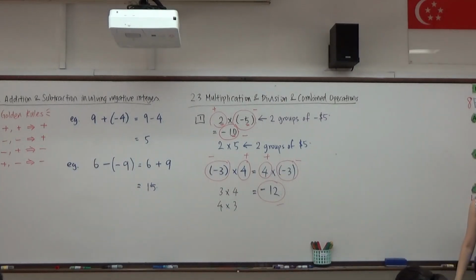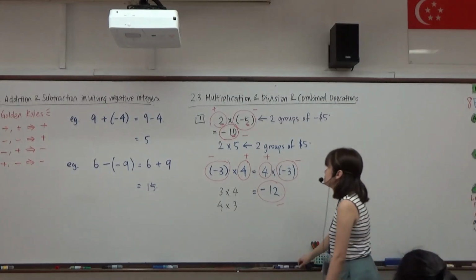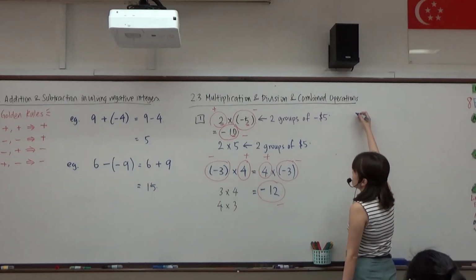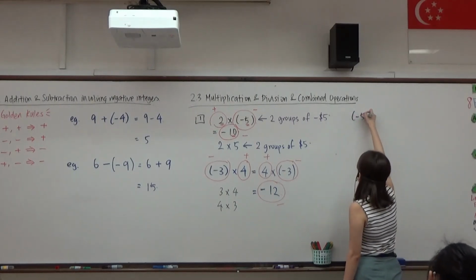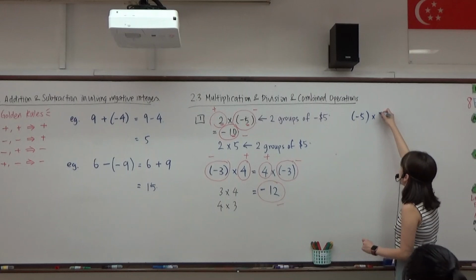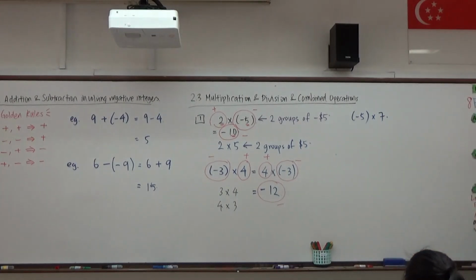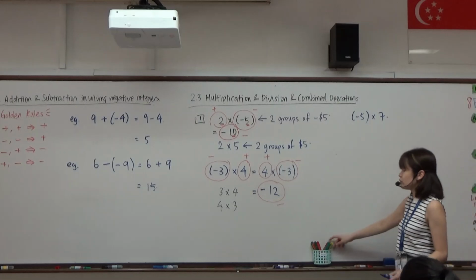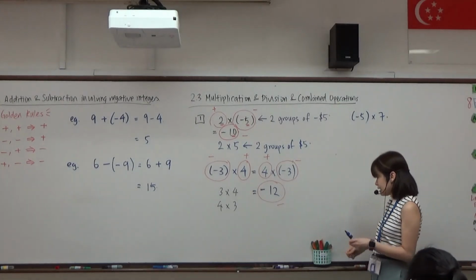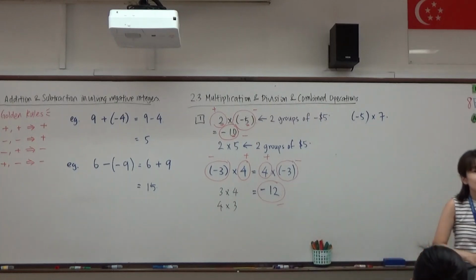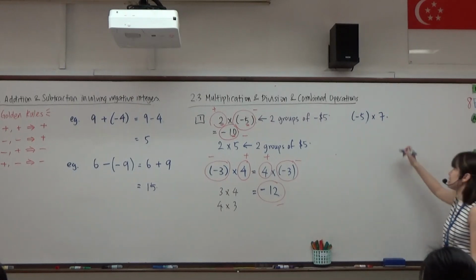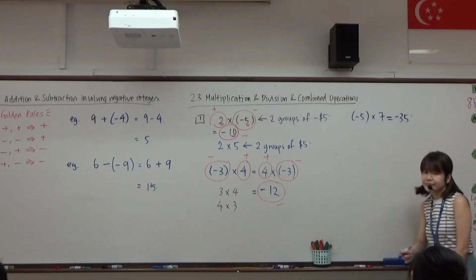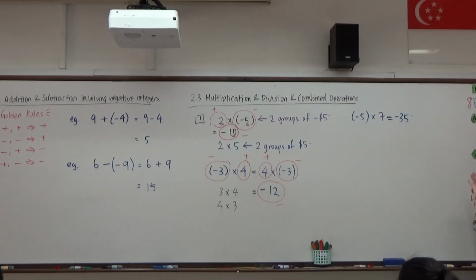Any questions at this juncture? Shall we try another question? Okay, try one more. Now, what if I have negative 5 times 7? What do you think we will get, based on what you understand? Negative 5 times 7. Negative 35. Colin, do you agree? Okay, yeah, so we go with this.